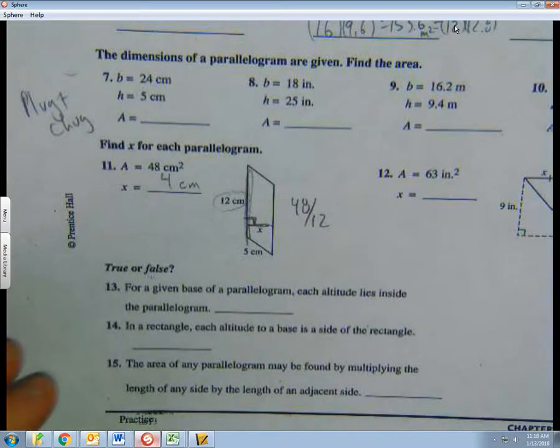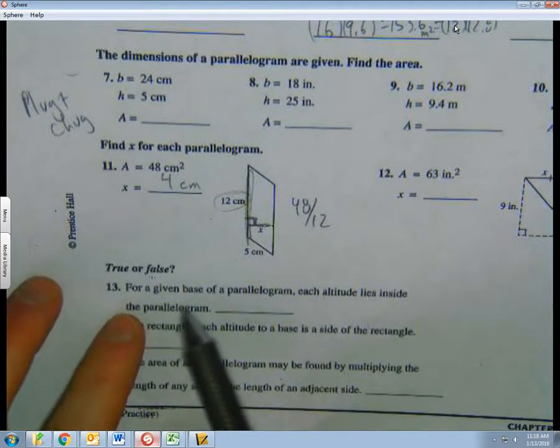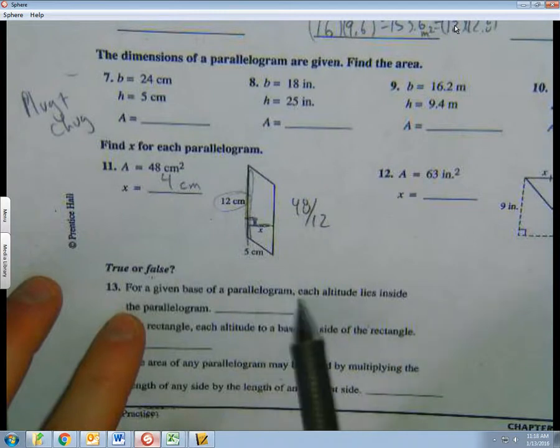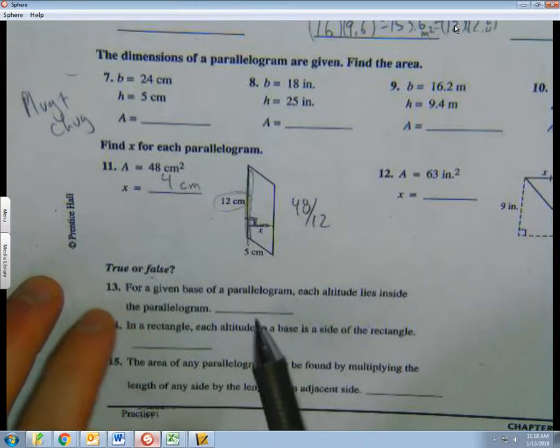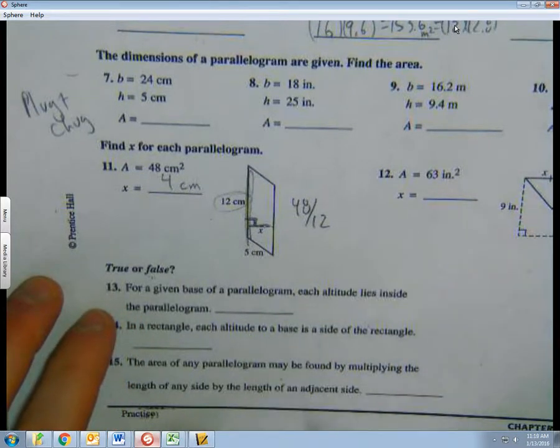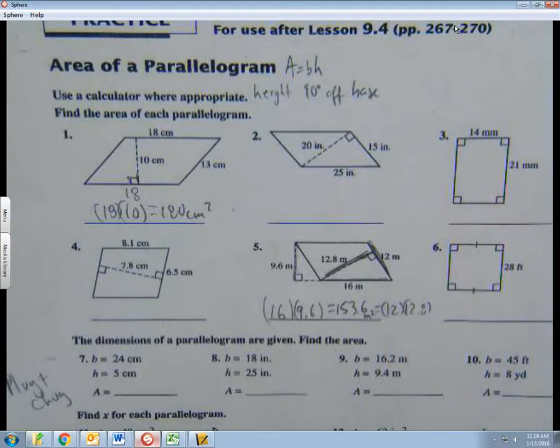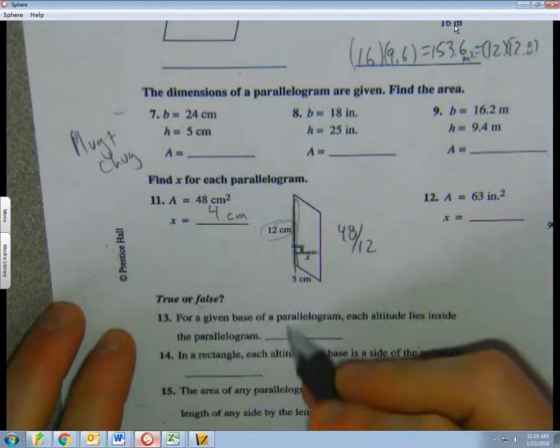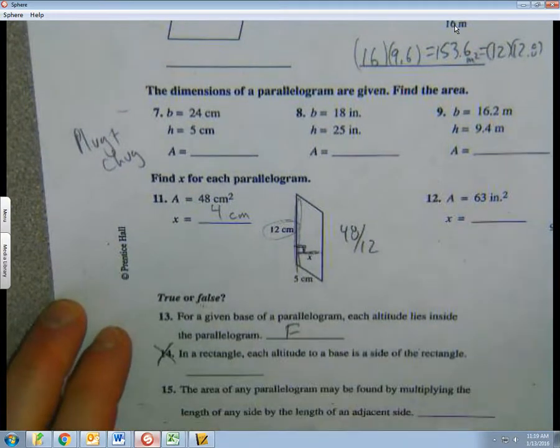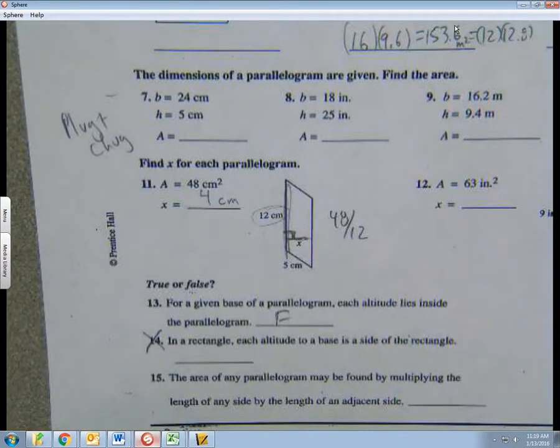For the given base of a parallelogram, each altitude lies inside the parallelogram. That's false. We saw one up here in 5. This height is outside. So that is false. I didn't like 14, so let's knock that off. And then I'll give you guys some time to work on this, and we'll chunk it out and go over it, make sure everybody's in a good place, and we'll play forward from there.